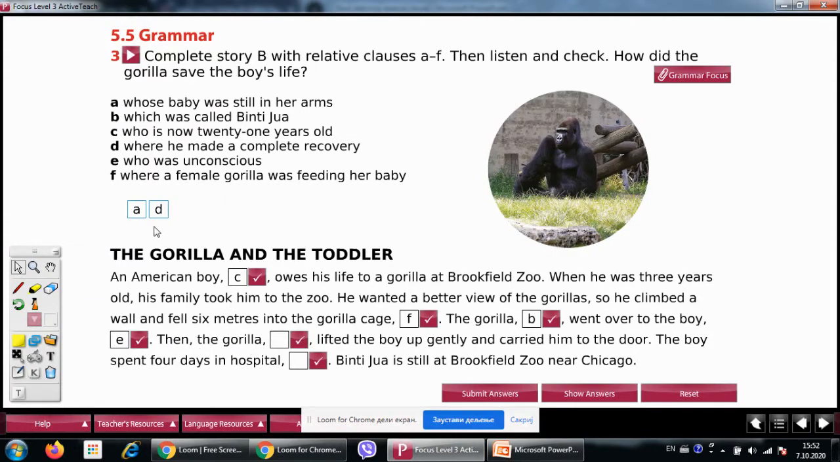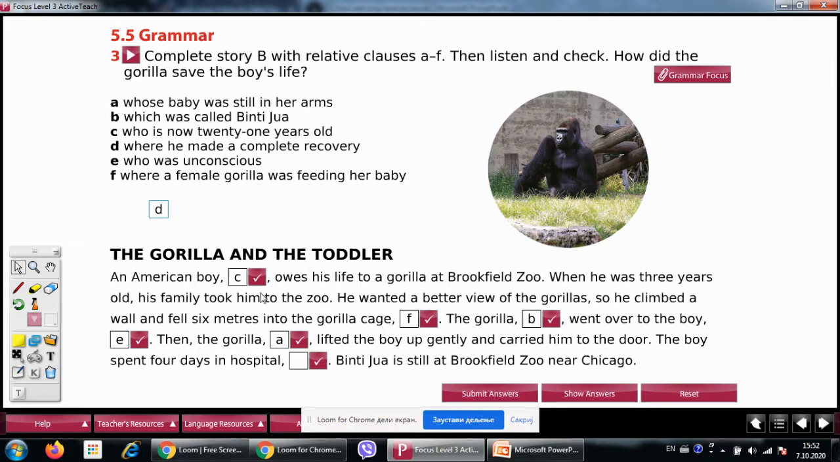Then the gorilla. Now we have answer A or answer D. So the gorilla whose baby was still in her arms, or where he made a complete recovery. So obviously we will put A here.